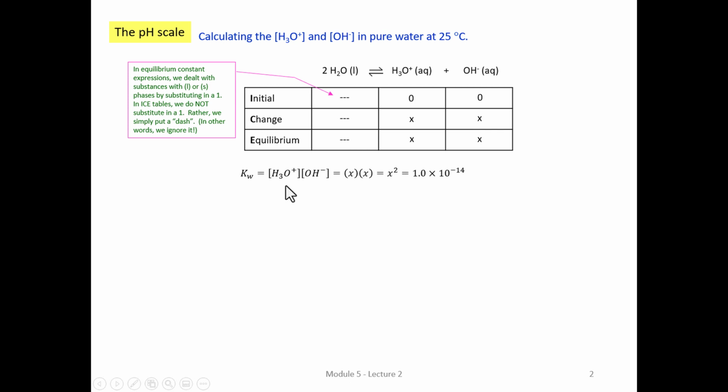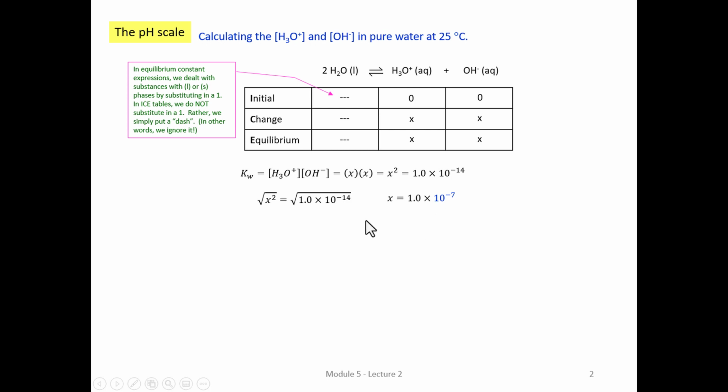If we went ahead and wrote the equilibrium constant expression and then substituted in for the hydronium ion and the hydroxide ion concentrations at equilibrium, which we said were each x, we'd have x times x, which is x squared, and we simply set it equal to the value of the autoionization constant for water. So you can see solving for x here is fairly straightforward. We just take the square root of both sides, and we find out that x is equal to 1 times 10 to the minus 7.